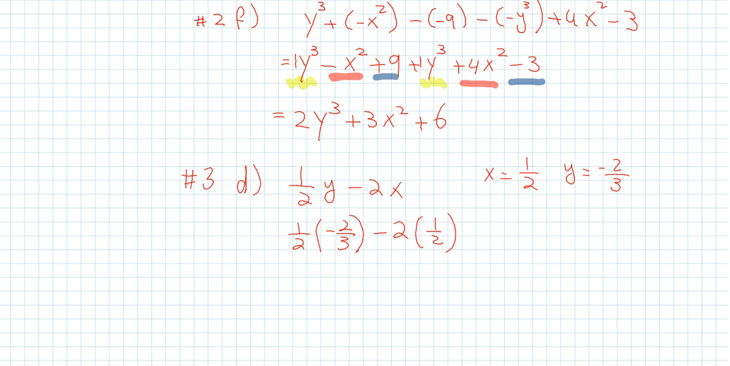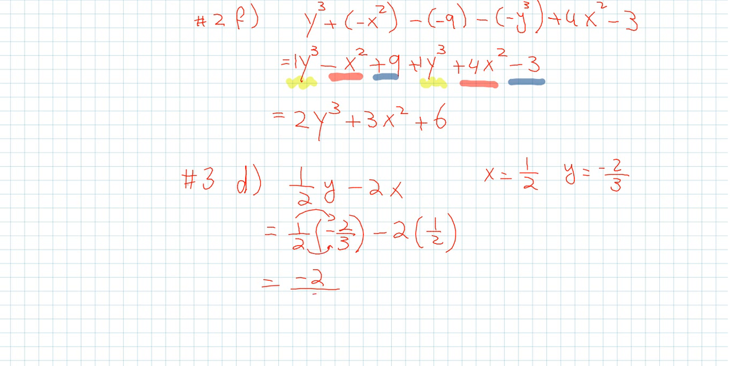So what do you do when you have a half times negative 2/3? That's correct. So when you multiply 1 by negative 2, what do you get? Negative 2. So that's going to be negative 2 because I'm multiplying the numerator by the numerator. And then I have to multiply the denominator by the denominator, so that's going to be over 6.